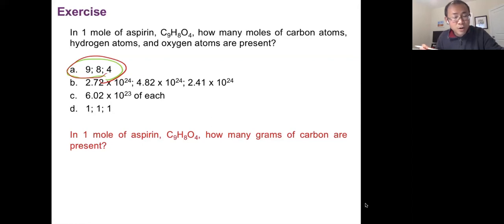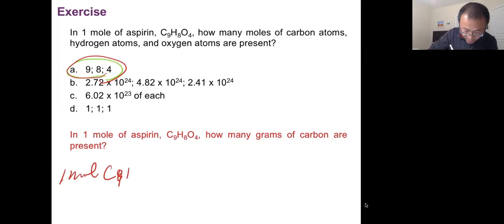Still 1 mole of aspirin. They ask you how many grams of carbon is present. You may say, what the heck? I don't even know where to start. Here I'm going to show you, when you see a question, how do you start? How do you think? What's the correct logic when you see a question in this chapter? First, again, start with the 1 mole of aspirin, C9H8O4. Write it down, start multiplying.